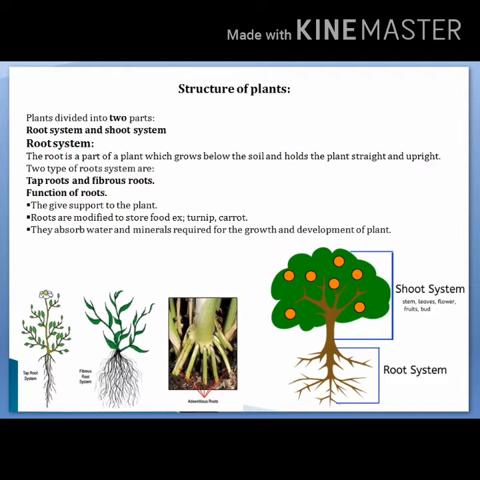Function of roots. They give support to the plant. Roots are modified to store food. Example, turnip and carrot. They absorb water and minerals required for the growth and development of the plant. Students, as we give water to the roots, they absorb all the water and minerals that are the basic need for the development of the plant.